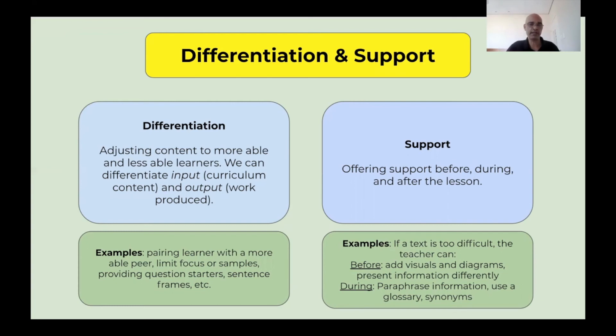I can differentiate by pairing students. For example, a student who's struggling with a more able peer, a student who knows a little better. Or I can limit or focus my samples, or the focus of my lesson. If I have a broad focus, I can have a more narrow focus, and then another narrow focus following. So I can adjust the content and limit it so that students can progress more easily.